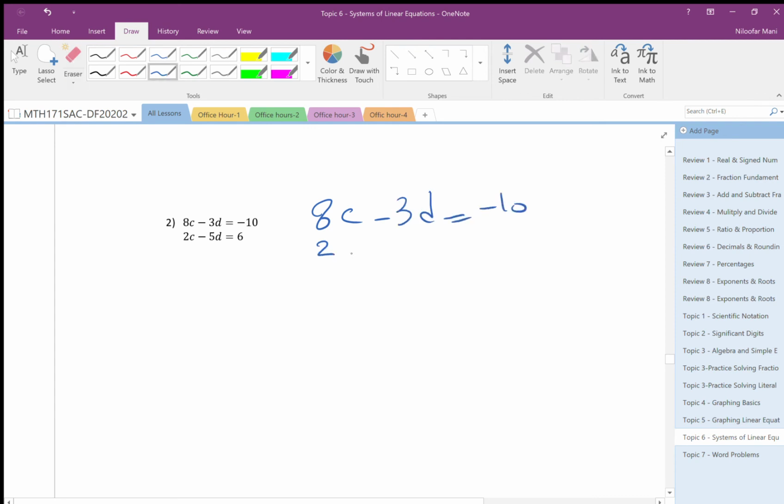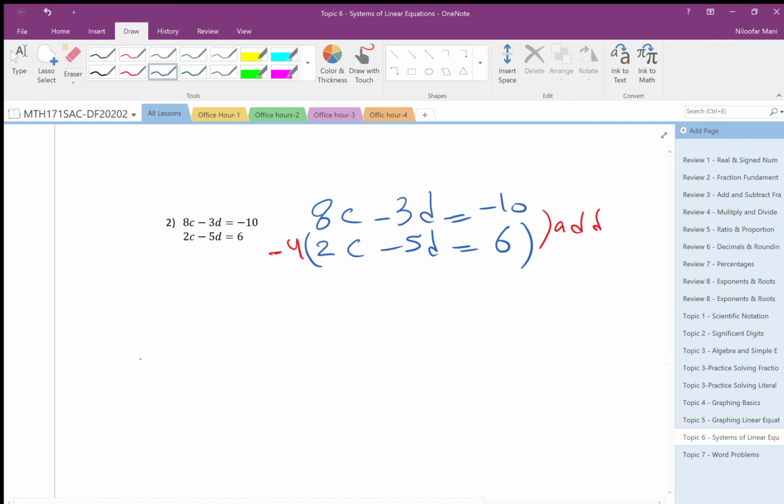I have 2c minus 5d equals 6. So I multiply this one with minus 4 and add them. If I want to remove d, then I have to multiply one of them with 5 and one of them with minus 3, or the opposite. So one of them with minus 3 and minus 5. It's more work, and I don't want to do that.